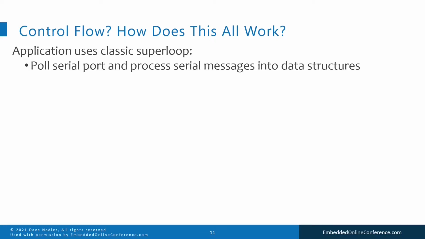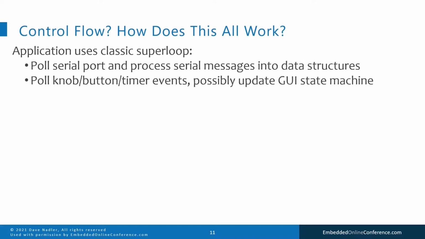First, the application is a classic super loop. And so what that means is each time through the loop, it's going to poll the serial port and process any serial messages into data structures. And the data structures are going to represent aircraft traffic in the area and any alarms such as a collision warning. Then we're going to poll the knob, the button, and timer events, and that may require some update of the GUI state machine. So it may be a menu selection, change page, that kind of thing. And if the data that came in from the FLARM or the user interface made any changes that require updating the LCD, then update the LCD as noted.